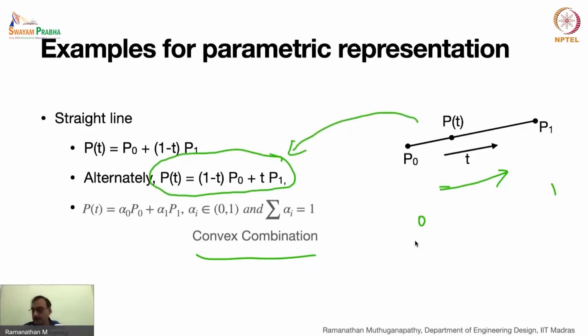So what is the point at t equals 0? If you substitute that in this equation, what will it be at t equals 0? At t equals 0, it will be p naught, and at t equals 1, it will be P1. So for any other t between 0 and 1, you will get a point on the line segment joining P0 and P1. Suppose I say t equals -1, what will happen?